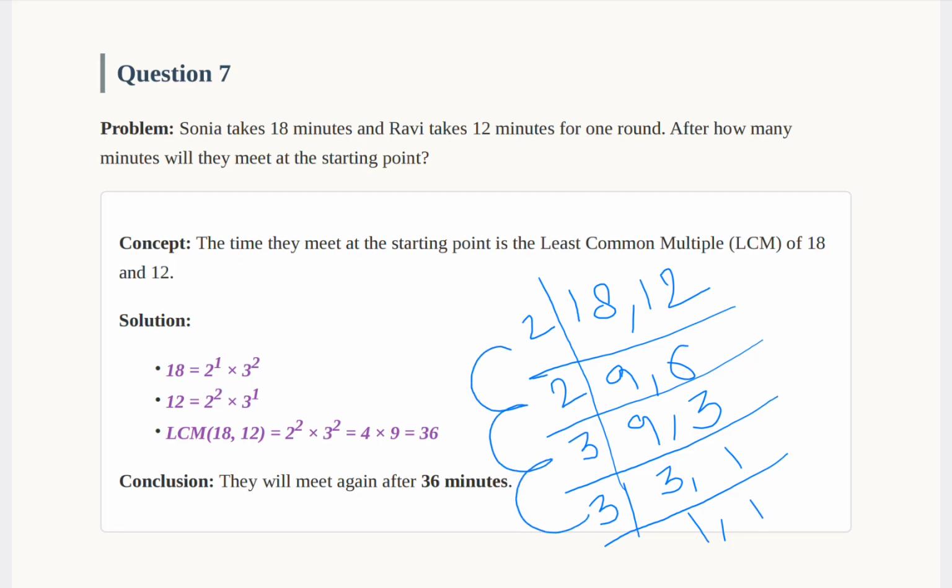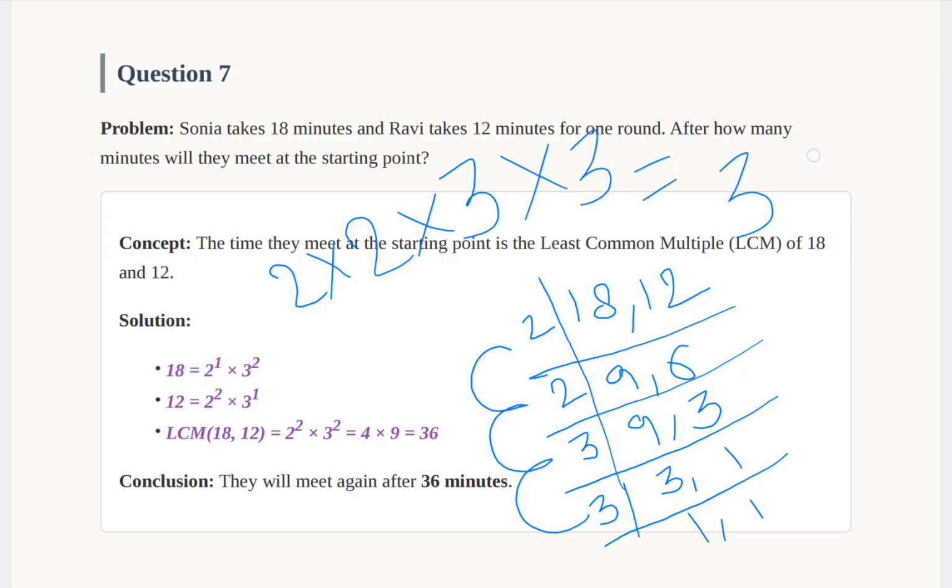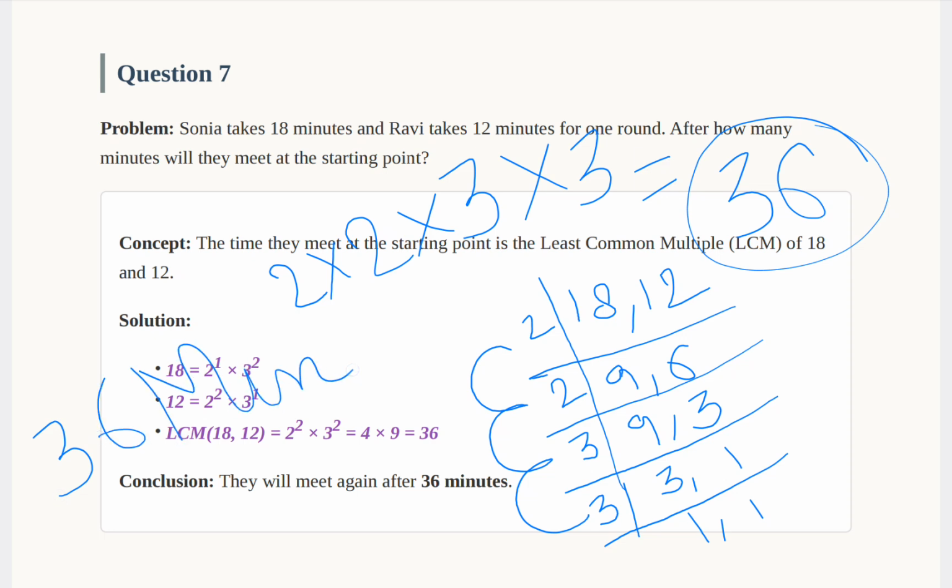2 2 is 4, you can see here, 4 3 is 12, and 12 3 is 36. So 36 is your LCM. So it means that 36 minutes. So your answer will be 36 minutes. They will meet again after 36 minutes.